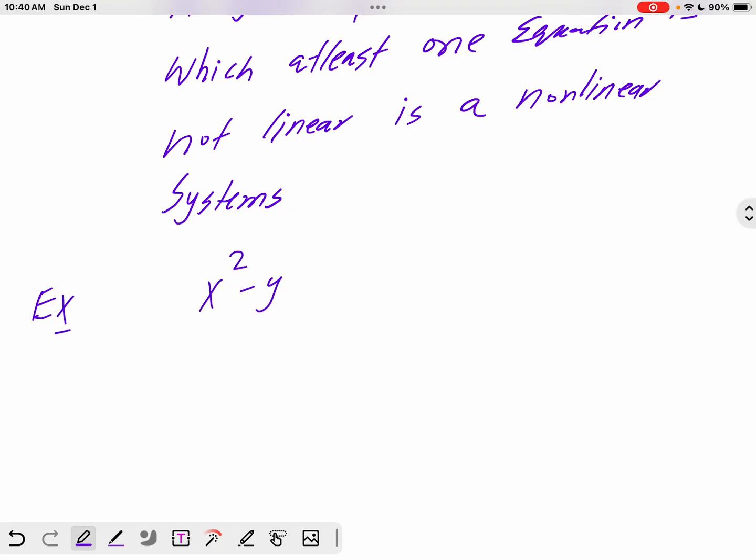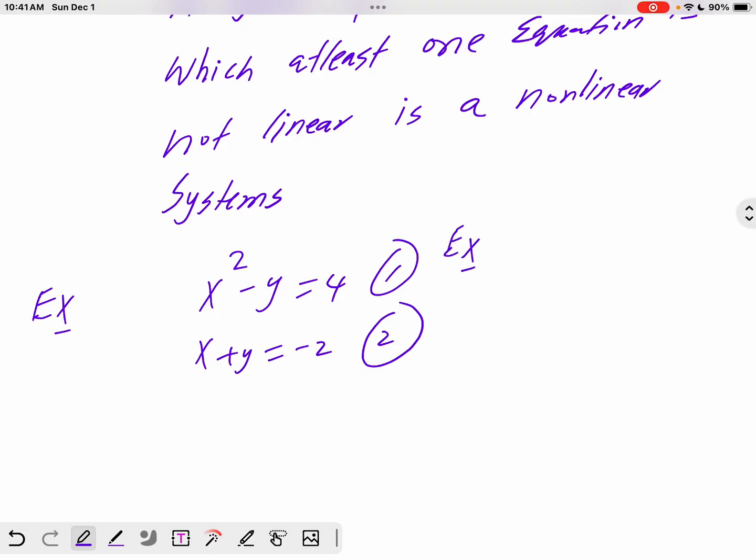So it's x squared minus y equals 4. So number one is nonlinear. And then x plus y equals negative 2. So this is linear. Also, another example could have an absolute value involved.